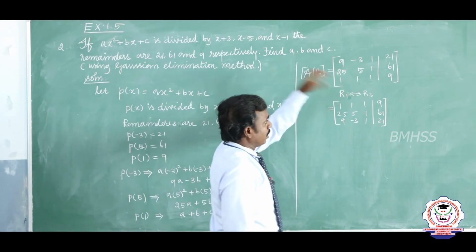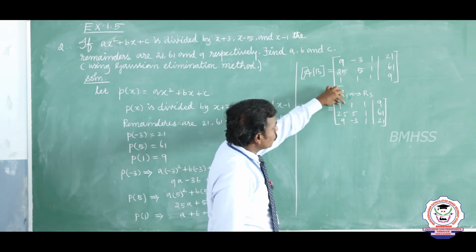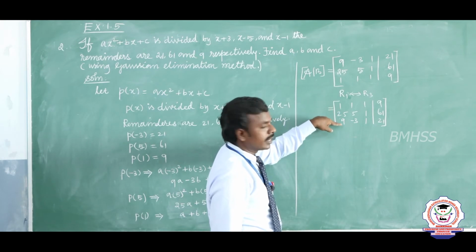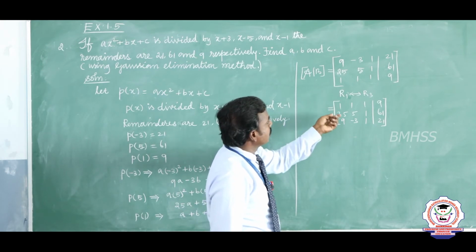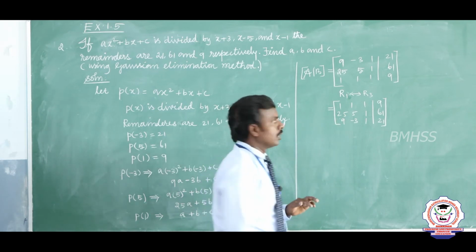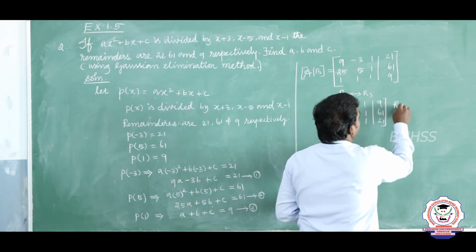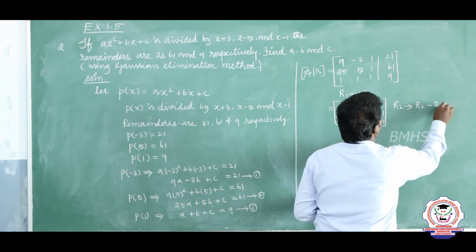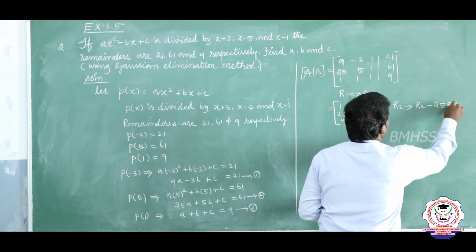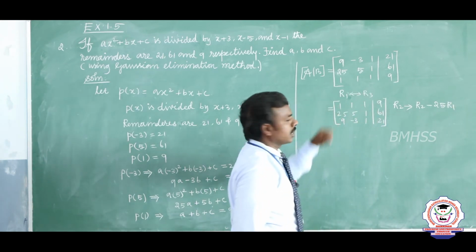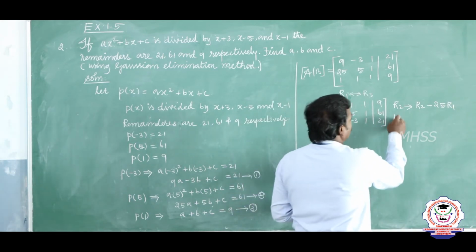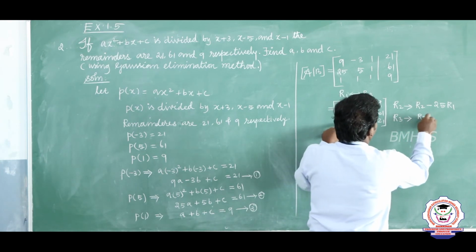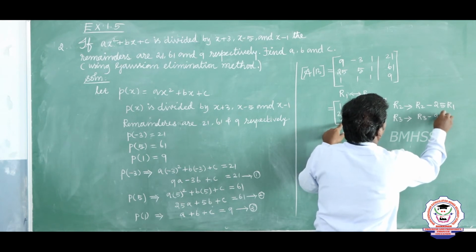Listen, below the first row, first element, two elements are there, 25 and 9. So first I want to make 0 in the place of 25 and 9. Very simple: in the R2 place, R2 minus 25 R1, because 25 minus 25 is 0. And in the R3 place, R3 minus 9 R1.